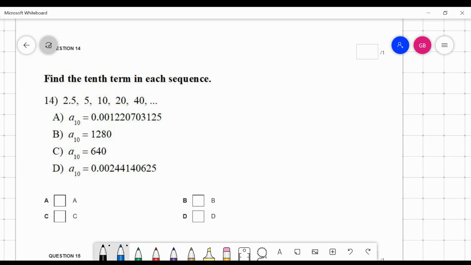Find the 10th term in each sequence. To find the 10th term, let's figure out what the pattern is. 2.5 to 5 to 10 to 20. It's not adding 2.5, you're multiplying by 2. Multiplying by 2 each time, so r is equal to 2. So again, it's just going to be the geometric formula.